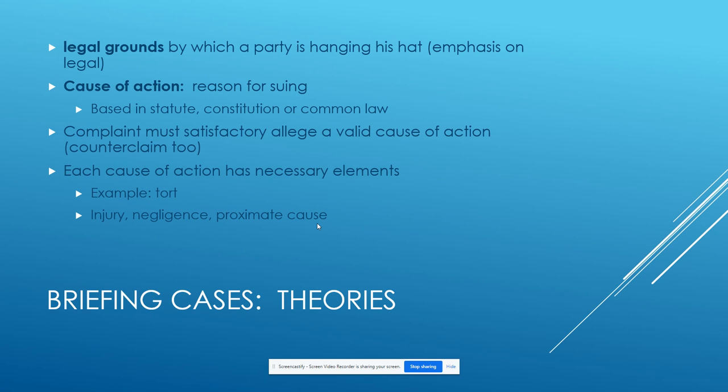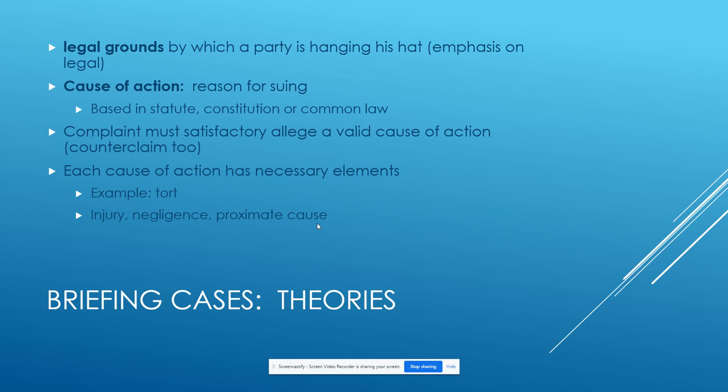All right, on to chapter 4, legal theories. Legal theories are the legal grounds by which a party is hanging his hat. What is he basing his lawsuit on? What are the legal grounds? Emphasis on legal. Cause of action is the legal basis for suing. You can't sue someone without legal grounds, and legal grounds would constitute a valid cause of action. Why are you allowed to bring this lawsuit?